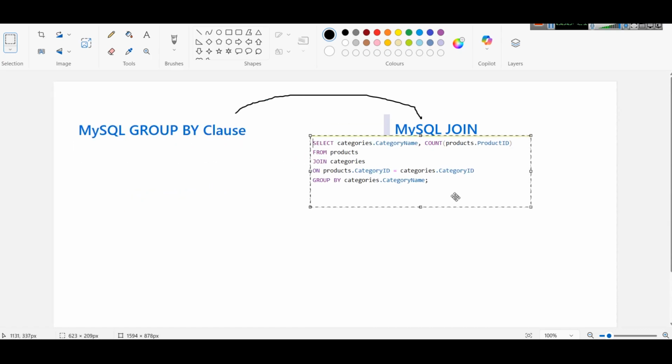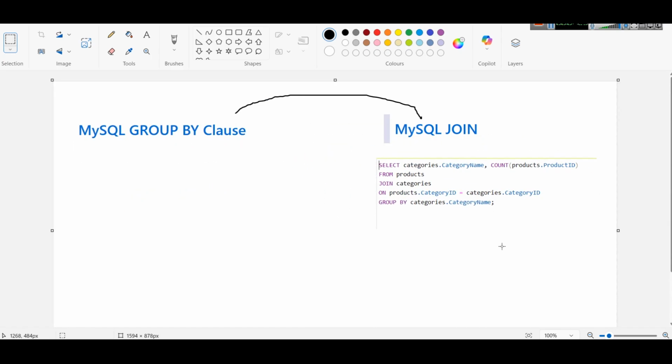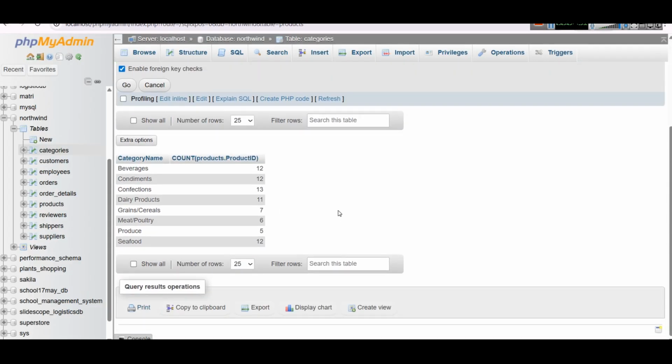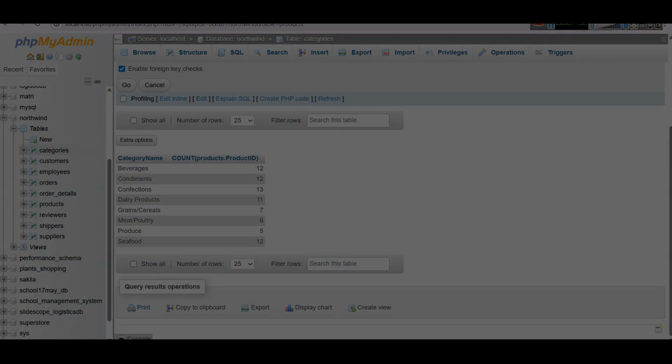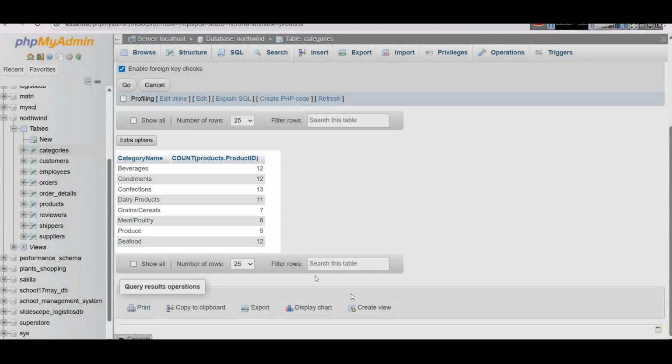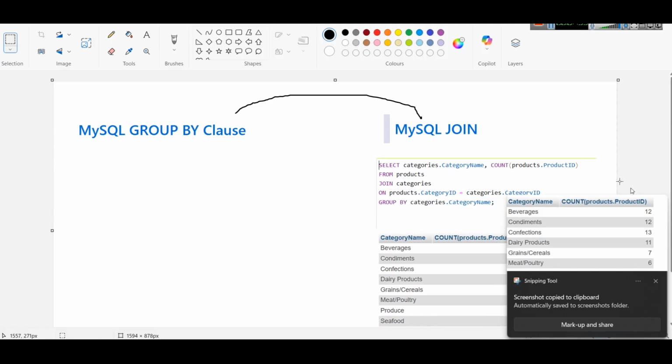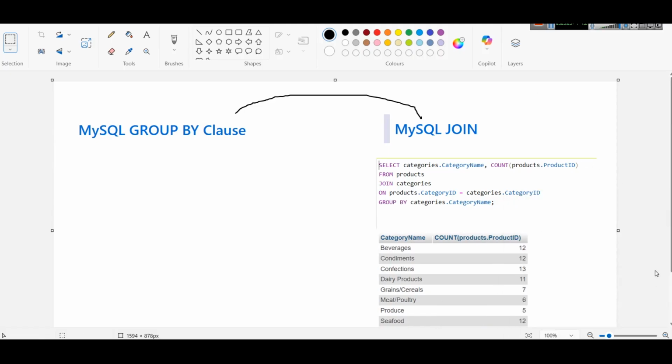If we are writing a group by clause with join, this will be the query, and what will be the result? The result will be this, and here we are seeing the category name.